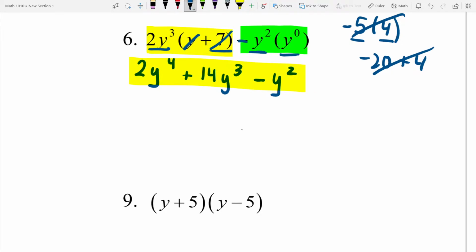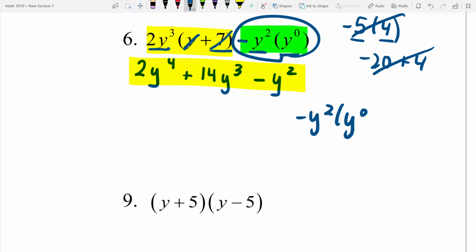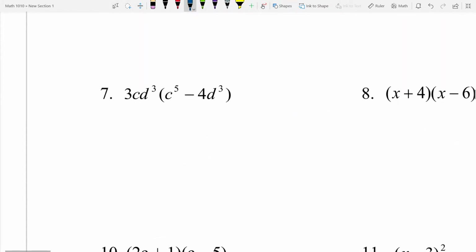Here's another way to think about this. Right here, just watch me do this, okay? Everybody watch. -y to the second times y to the 0. I'm taking one term and multiplying it by one term. Everybody in the room, tell me what y to the 0 is. That's a 1. So this is -y squared multiplied by 1, which is -y squared. So you get the same thing either way. I think it's easier to just add those exponents together. Okay? Okay, let's do question number 7.